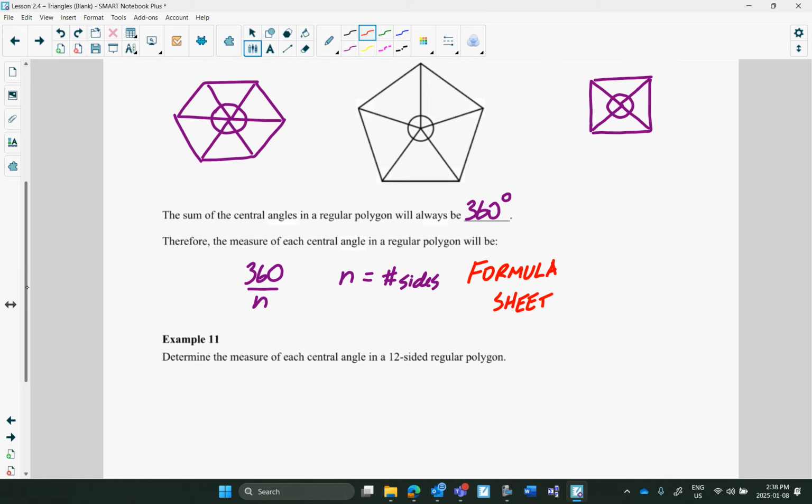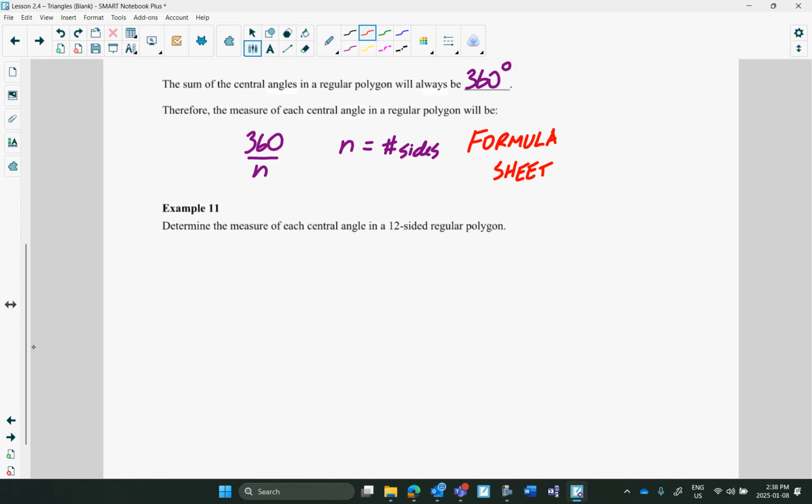So really, it's just a matter of recognizing the question. So the measure of each central angle, using your formula, 360 divided by 12, will tell you the measure of each central angle, which works out to 30 degrees.